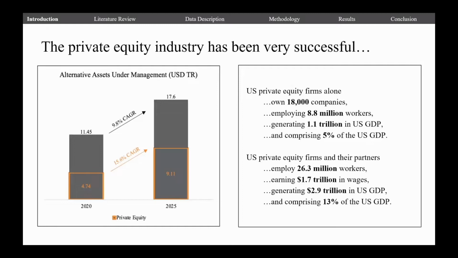Furthermore, the impacts of private equity are not contained to the investors who recoup its profits, but also extend to the broader economy. In the US alone, private equity firms own 18,000 companies employing 8.8 million workers, accounting for 5% of the US GDP in 2018. This suggests that there's a multiplier effect and that trends exhibited at the highest levels of private equity will trickle down to the companies they work with and manage.